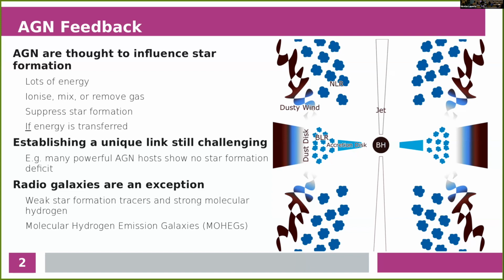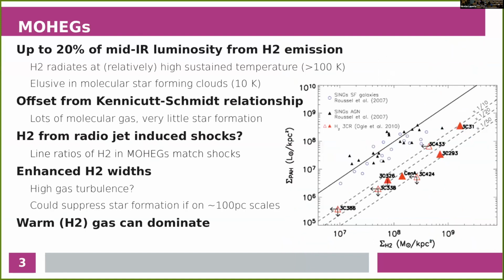But there is an exception to this ambiguity, and that's in a class of radio galaxies which show extremely strong molecular hydrogen emission, as well as really weak star formation. These are known as MOHEGs, or molecular hydrogen emission galaxies. MOHEGs can have up to 20% of their mid-infrared luminosity from the molecular hydrogen. And the nice thing about molecular hydrogen is that it has to be quite warm to emit, at least 100 Kelvin, if not higher, depending on whether you're looking at rotational or ro-vibrational lines.